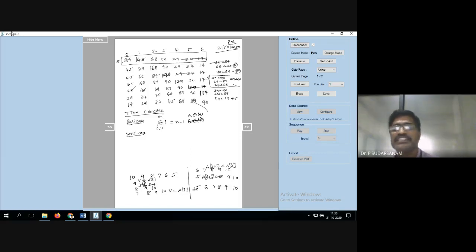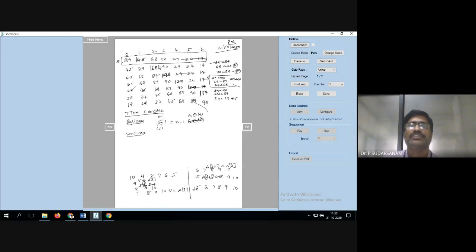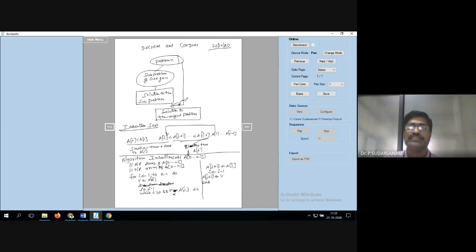But in the last iteration, many operations will be happening. That means both loops will be working in this case. In the best case, which I told with the earlier example, only the while loop is executing and the inner loop is not working. Now in the second case, for example, you take 17 only. 89 will move, 68 will move, and the entire while loop will be executed.